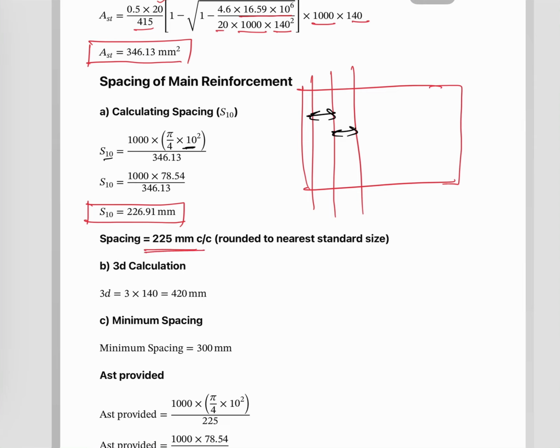We can reduce it, but not reduce it very severely. We are taking the nearest round figure, so we have rounded it to the nearest. We can make it 230 or we can make it 225. So this is the spacing between the two bars, right?